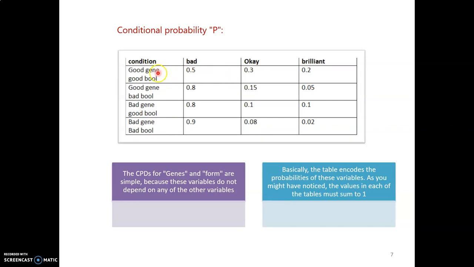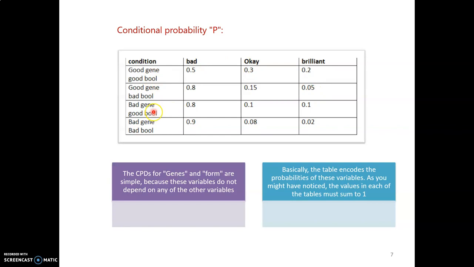Here, for the first condition, both variables are in the good state: the bad probability is 0.5, okay is 0.3, and brilliant is 0.2. So the sum of the probabilities is 1. Next condition: the G variable is good and the F variable is bad. Here the bad probability is 0.8, the okay level is 0.15, and the brilliant level is 0.05.